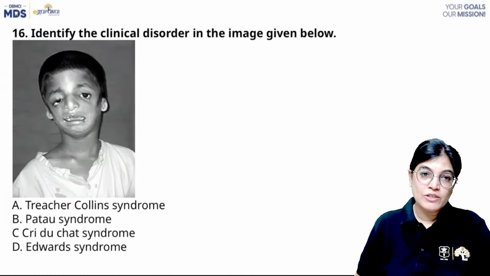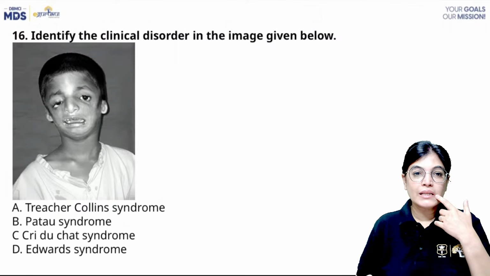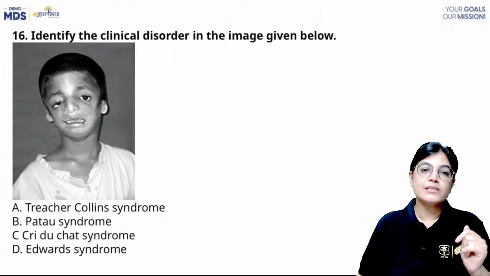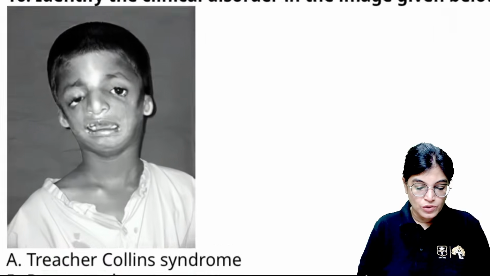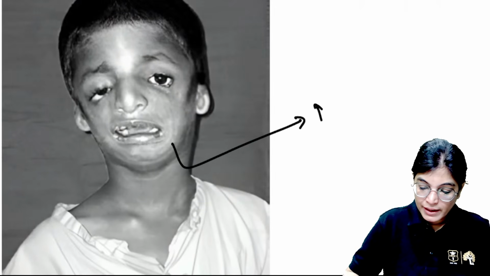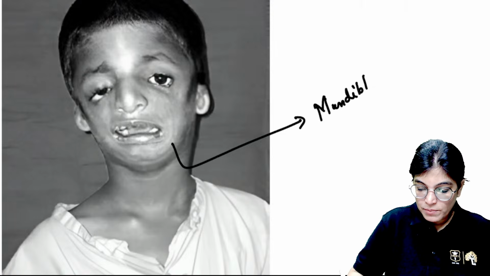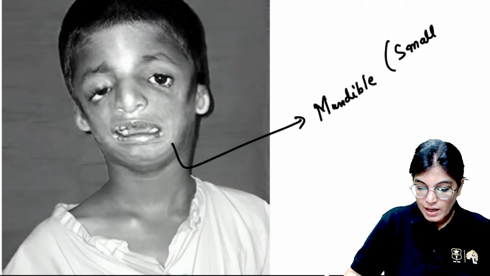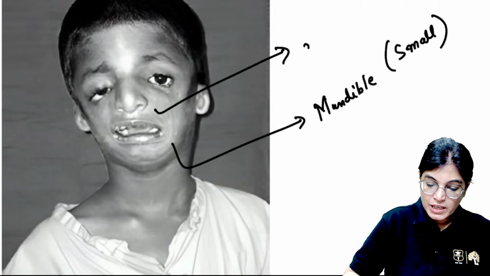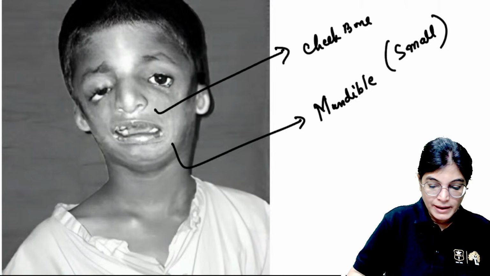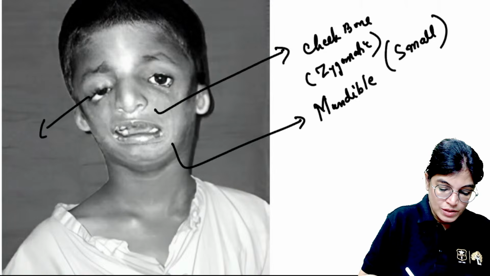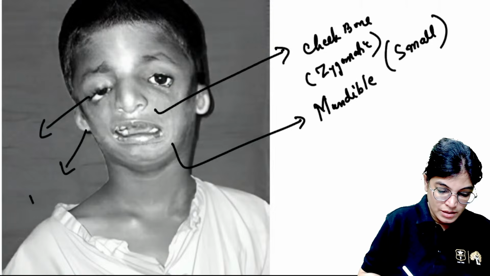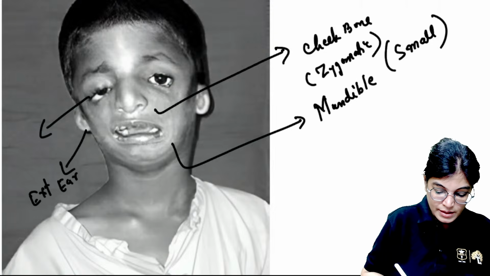Now coming to again an image-based question: identify the clinical disorder in the given image. So which clinical disorder is this? You can see four options are there, and to identify the correct answer, in the image which has been shared, you can see there is a deformity of the mandible. A very small, deformed mandible. Underdeveloped zygomatic bone, the cheekbones are underdeveloped. Then we have downward slanting palpebral fissures, and the external ears are deformed.